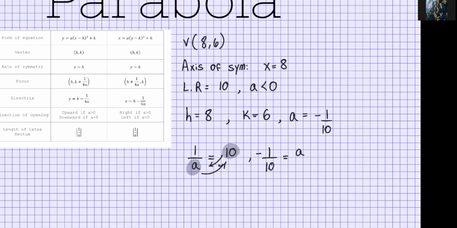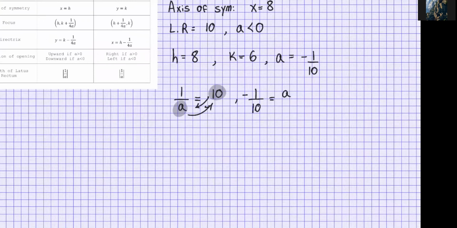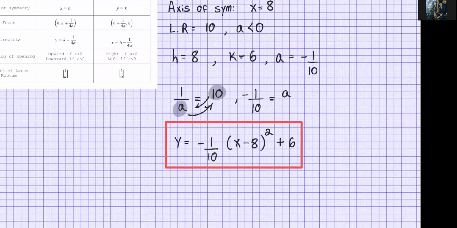And being a vertical parabola, we know that we have to use this equation here. So y will be equal to negative 1 divided by 10 times x minus 8 squared plus 6. This is our final answer.